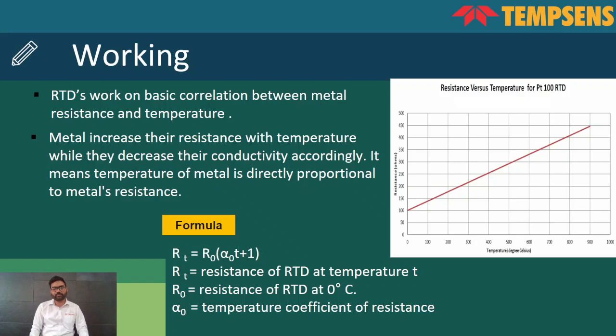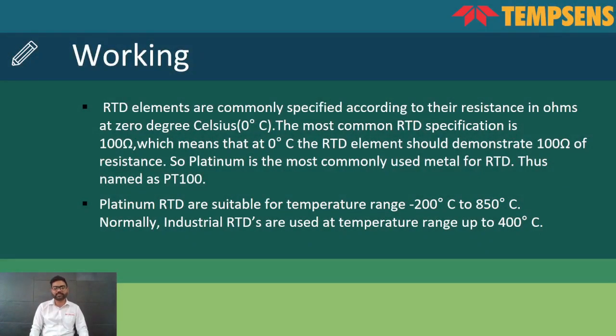Through this formula, we can calculate the resistance: RT equal to R naught (alpha naught T plus 1), where RT stands for resistance of RTD at temperature T, R naught equal to resistance of RTD at 0 degree Celsius, alpha naught equal to temperature coefficient of resistance. RTD elements are commonly specified according to their resistance in ohms at 0 degree Celsius. The most common RTD specification is 100 ohm, which means 100 ohm at 0 degrees Celsius. This is also known as PT100.